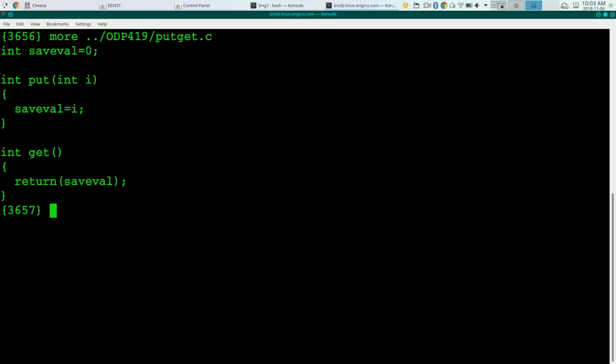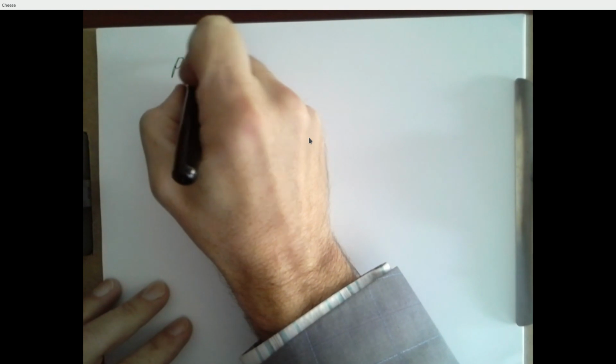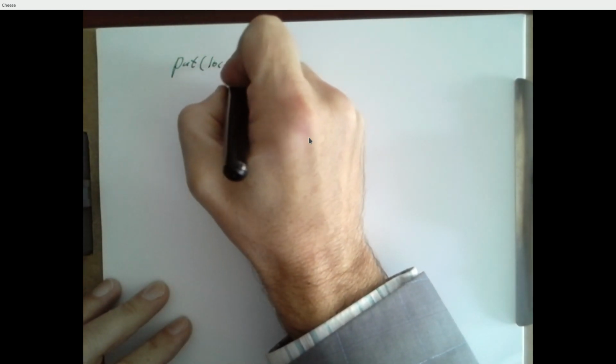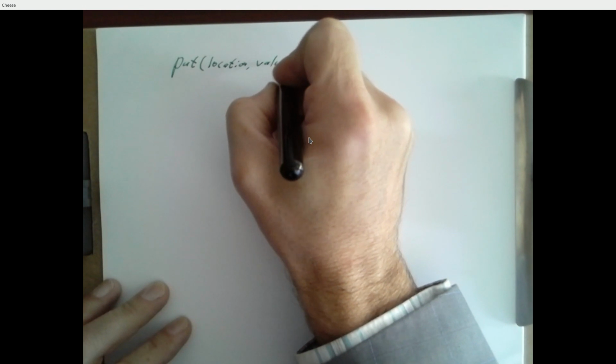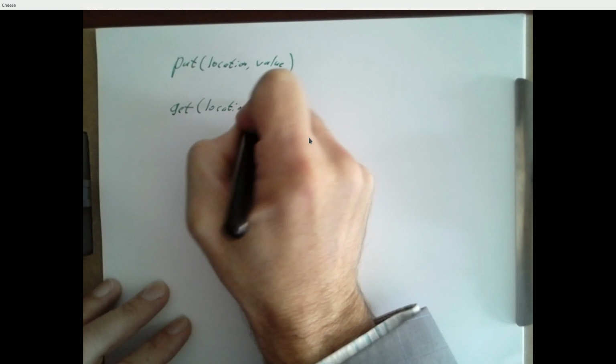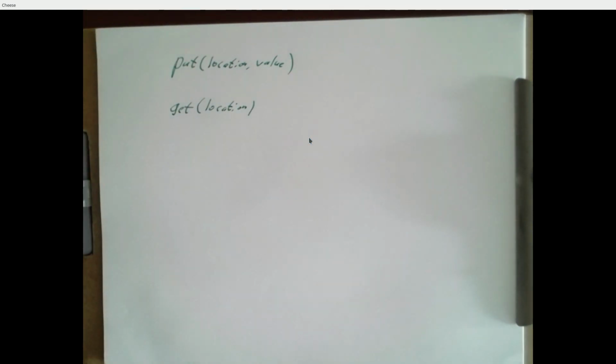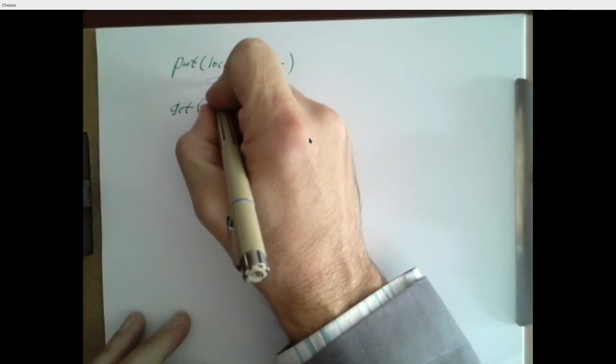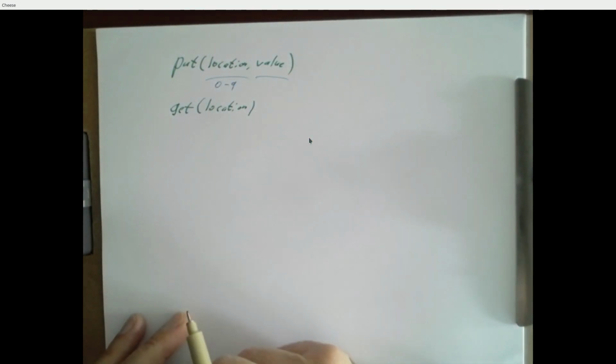So ODP 420 is very similar, except that put takes two arguments, a location and a value. And when you say get, you give it a location. Put should simply take this value and remember it in this location, and get just reads the value that was saved in that location. Your location is anywhere from 0 through 9, so 10 spots total.